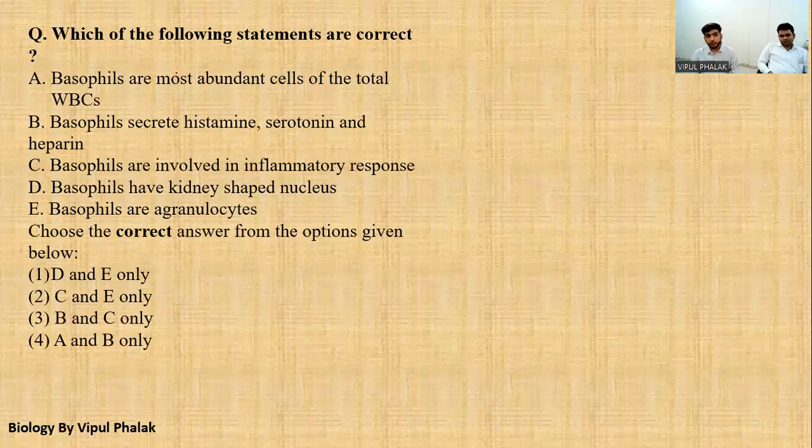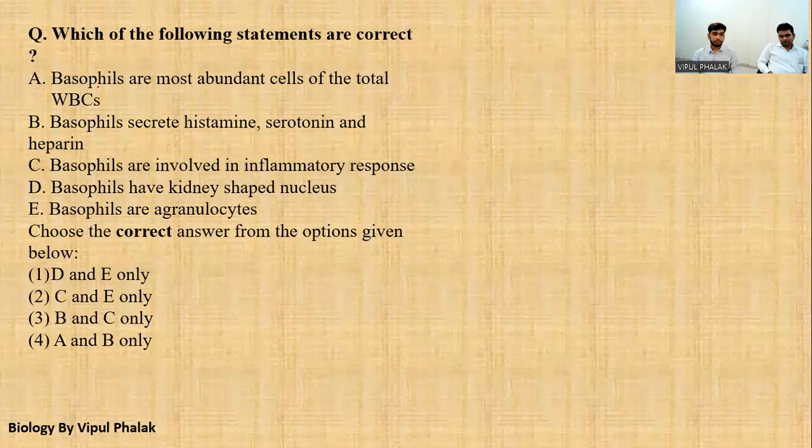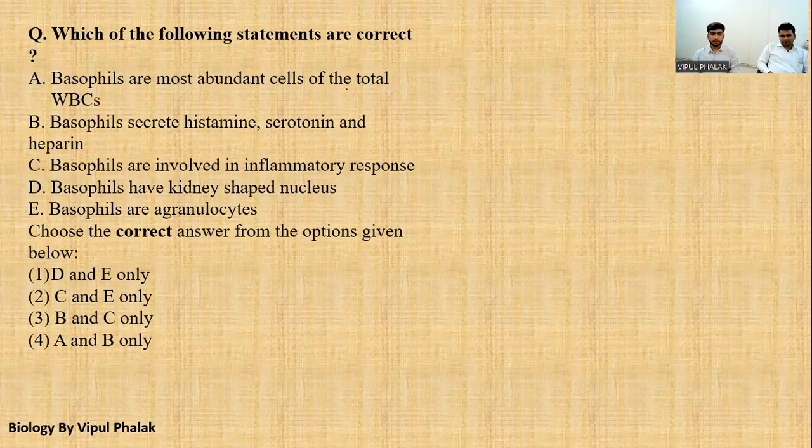In this question too, we have to select the correct statements. For statement 1, they have given basophils are the most abundant cells of total WBCs. This statement is incorrect as neutrophils are the most abundant cells of total WBC.